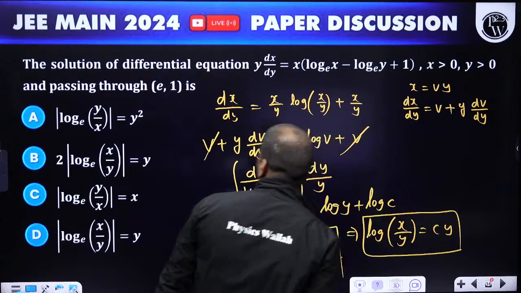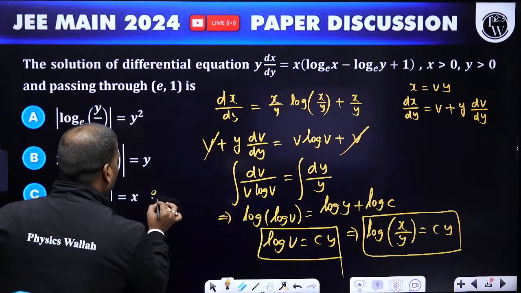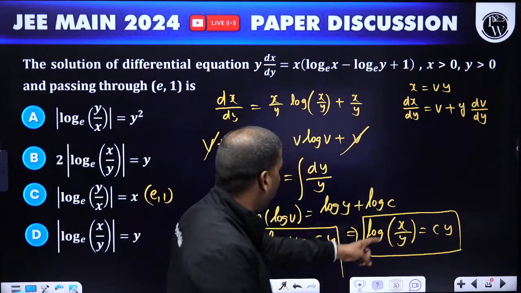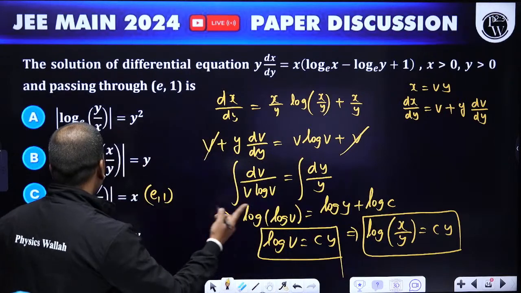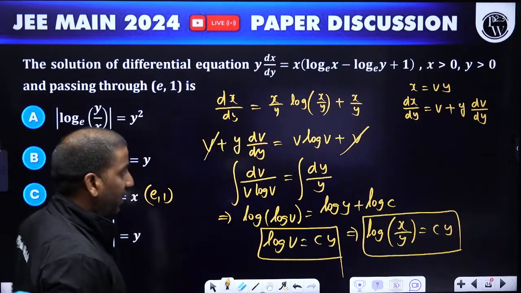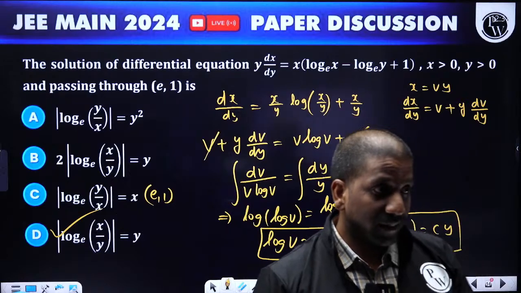So just find c by putting the values e, 1. So when we write e and 1, x is equal to e, y is equal to 1, log e is 1 and y is 1. So c is 1, c is 1, right? So this is the right answer. D is the right answer. Yes.